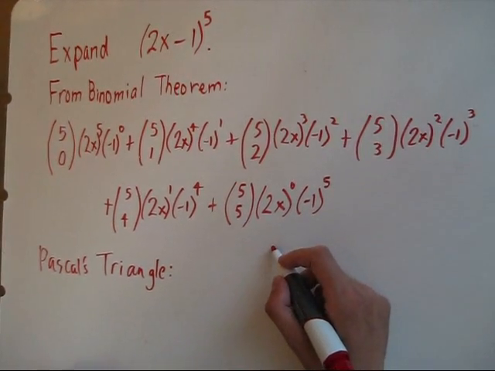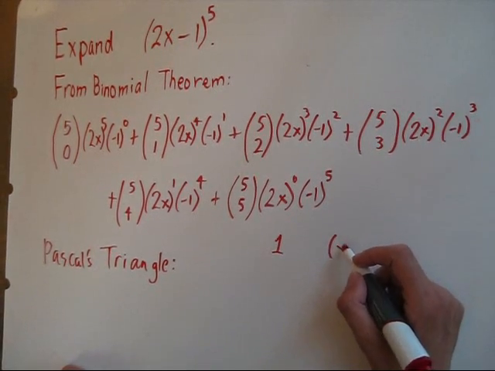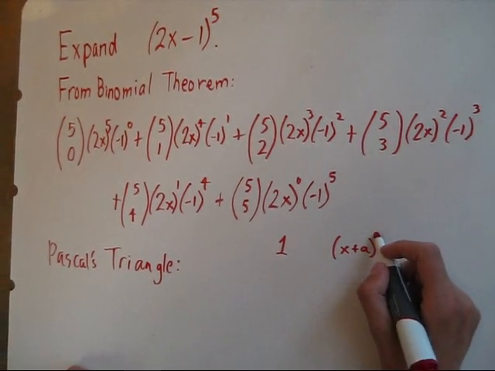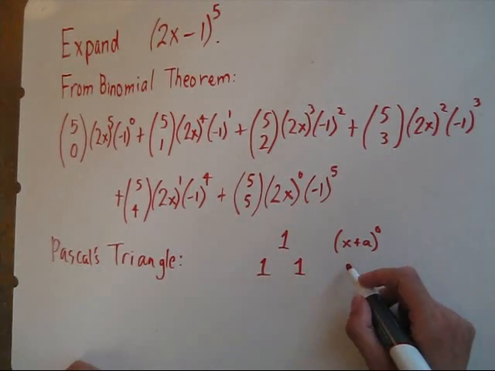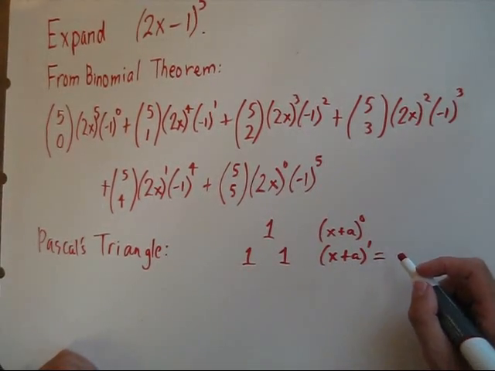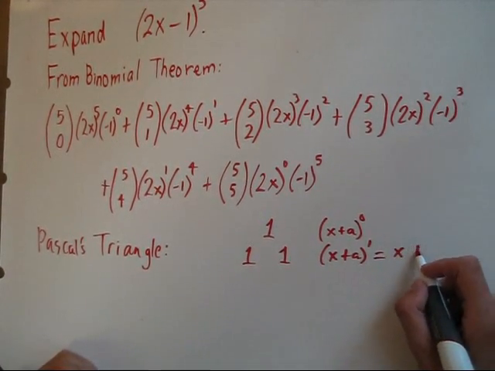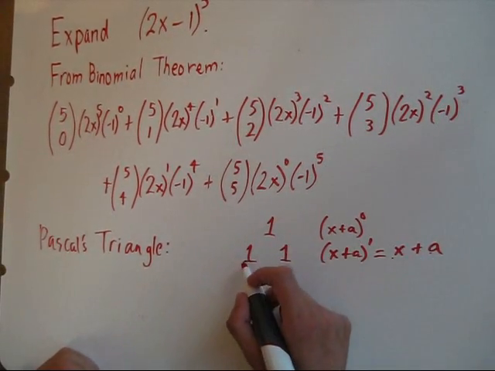This is formed by starting with a 1 on top, and that corresponds to (x plus a) to the 0th power. It's just a 1. Then we put a 1 and a 1. This corresponds to (x plus a) to the first power. If you take something to the first power, you just get it back. So there's a 1 in front of the x and a 1 in front of the a.